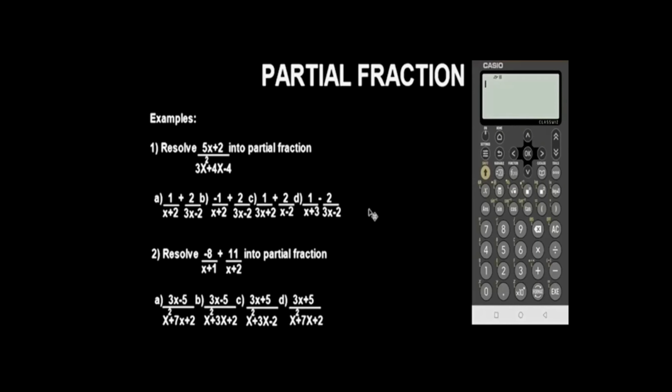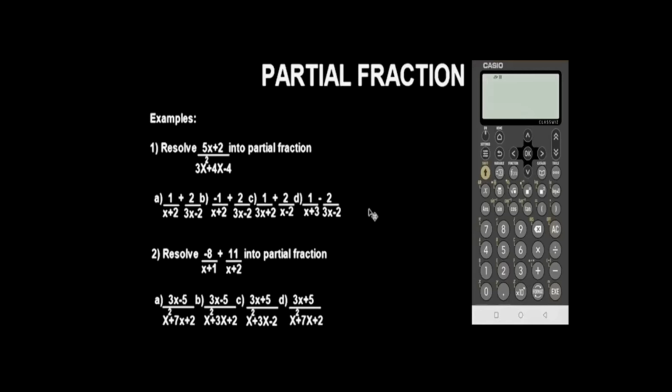So to store two on this calculator, press the variable button, then go to the X alphabet. So press 2, press execute. So 2 has been stored on this calculator. It's as simple as this. Press AC button. So let's begin with question 1.